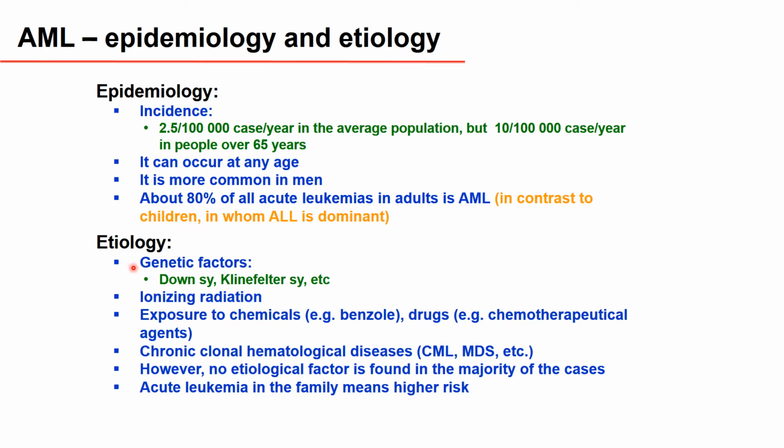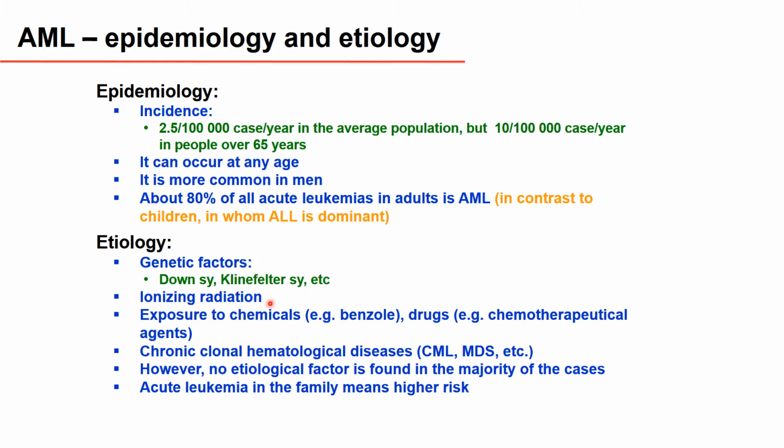Now, etiology. Basically, we don't know exactly what the etiological process of acute myeloid leukemia is. The most common is idiopathic, so we don't know what the cause is. But, for example, genetic factors: if somebody is suffering from Down syndrome or Klinefelter syndrome, they have a higher tendency to develop acute leukemias.